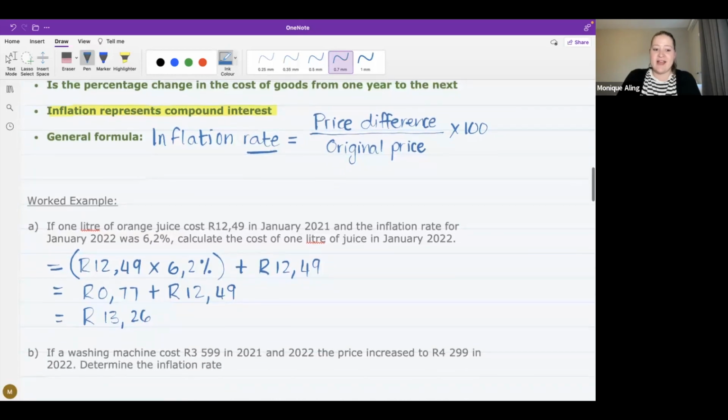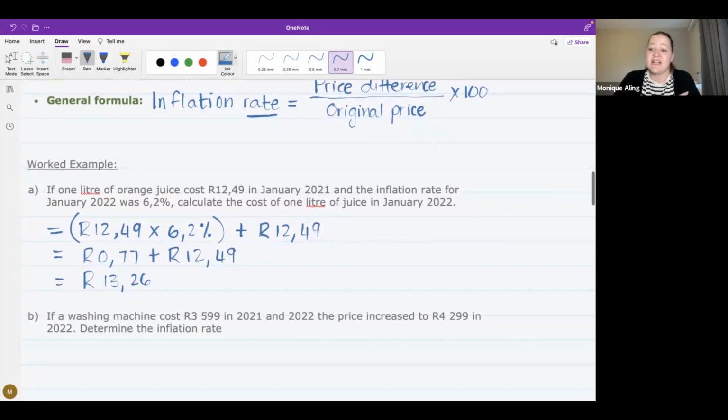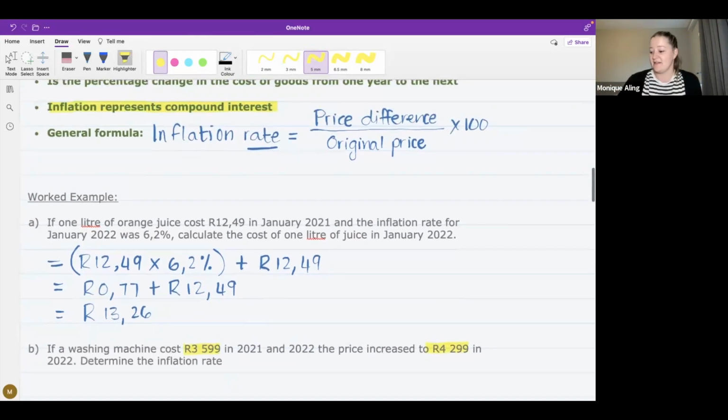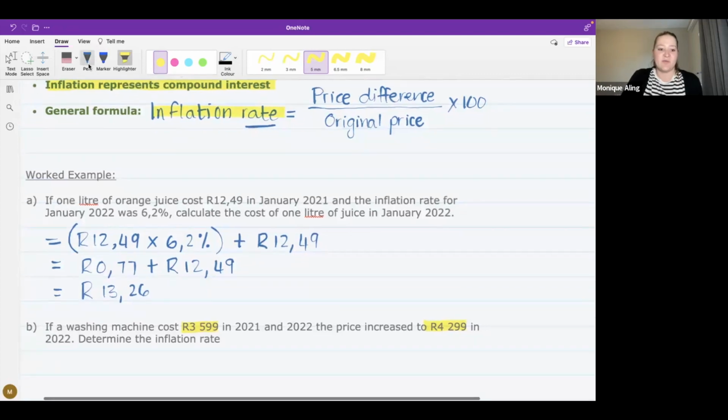Let's have a look at the next type of question you can get when it comes to inflation. It says, if a washing machine costs 3,599 Rand in 2021 and in 2022 the price increased to 4,299 Rand, determine the inflation rate. So we've been given the 2 prices, the year before's price and the current year's price, but now we actually need to work out the inflation rate. So we will be looking at our general formula for inflation rates. Let's see how we would use that formula.